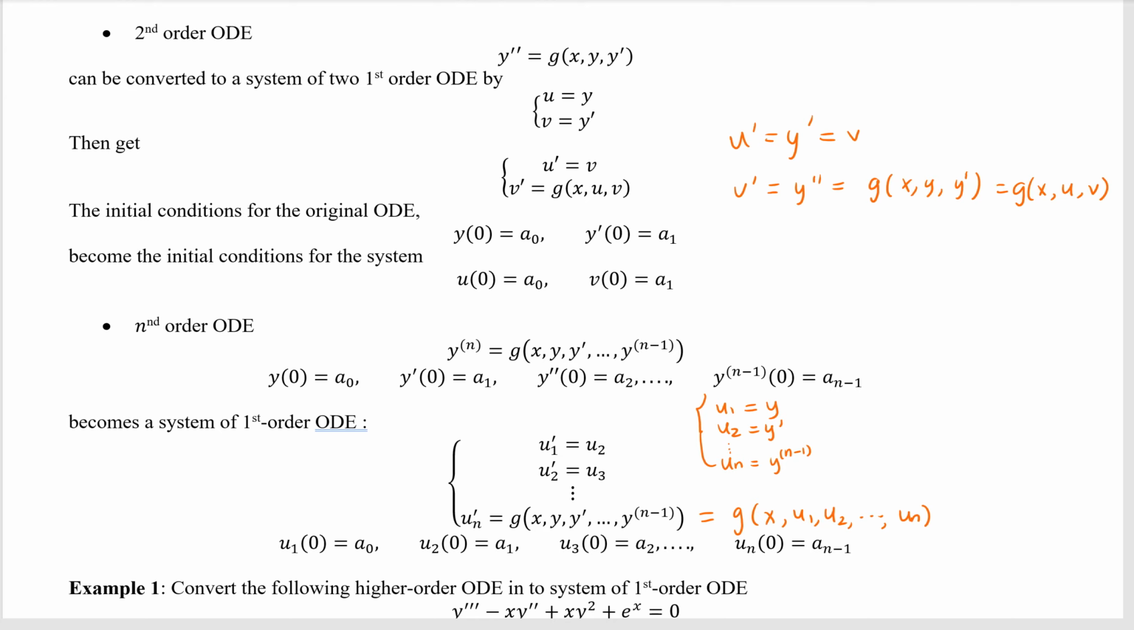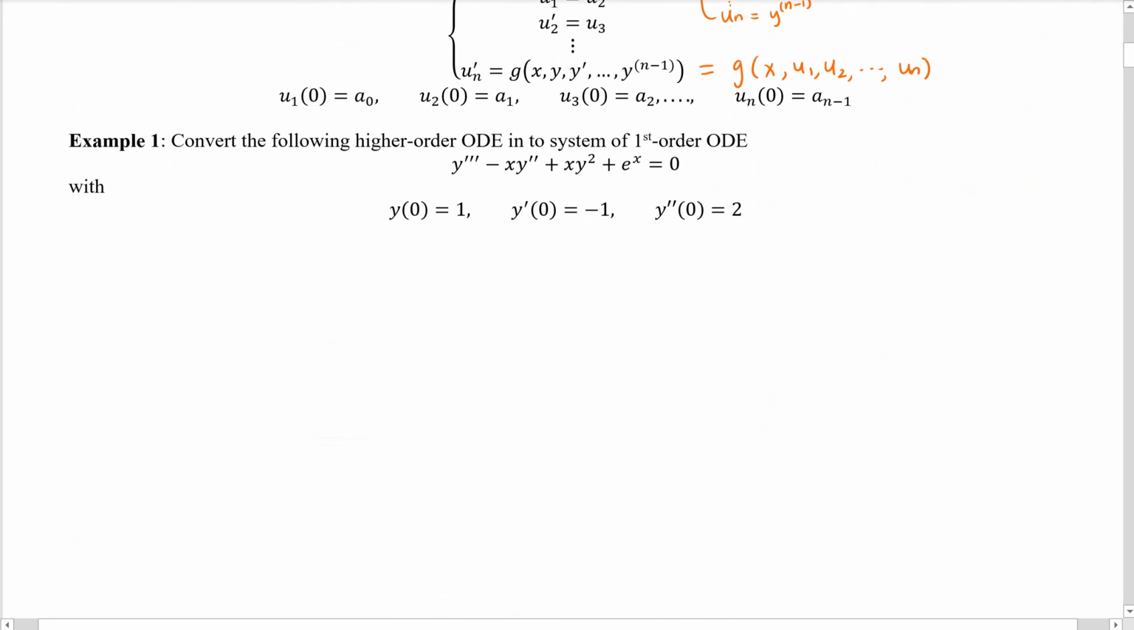So now if we know how to solve systems of ODEs, then we also know how to solve higher order ODEs. Let's look at the following example. We want to convert the following higher order ODE into a system of first order ODEs. Usually if there are two variables, or a second order ODE, we can use u and v. But if the order is greater than or equal to 3, then we start to use the subscripts u1, u2, u3.